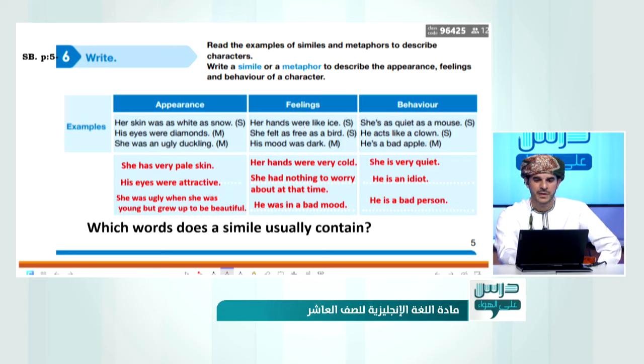Her hands were like ice, means what? Very, very cold. She felt as free as a bird. She had nothing to worry about at that time. His mood was dark. He was in a bad mood, angry and so on. She is as quiet as a mouse. We have taken it earlier, very quiet. So I believe that some of you will use it later on. As quiet as a mouse.